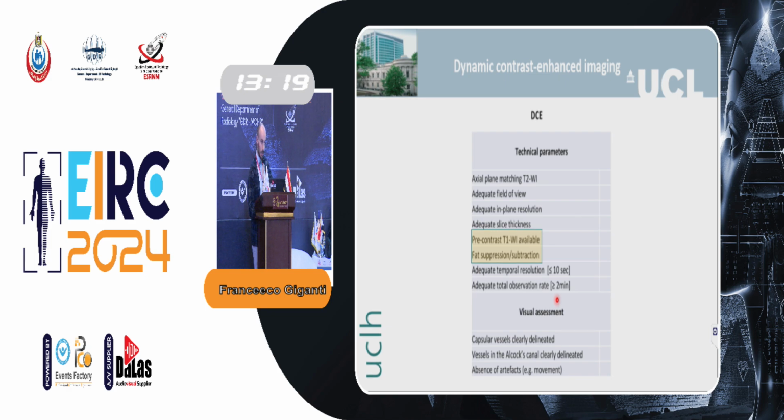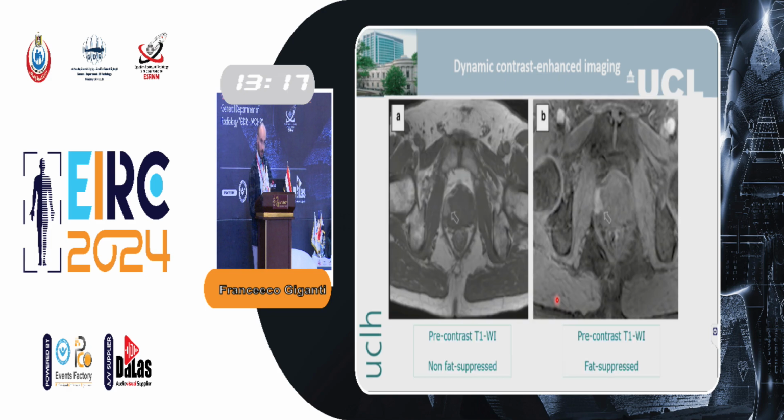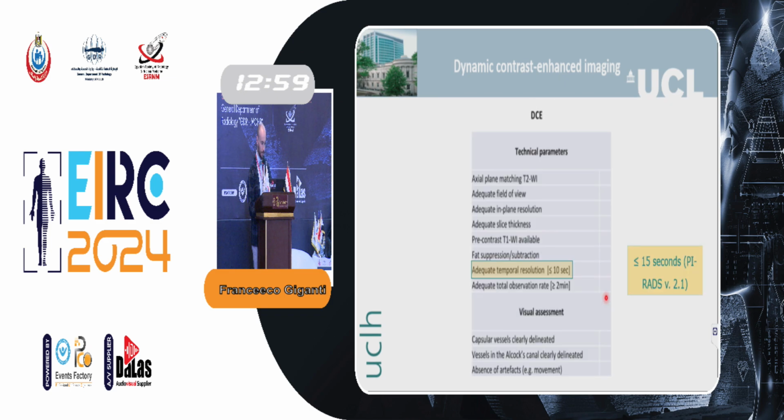Finally, for DCE sequences, it's really important to have the pre-contrast T1 weighted imaging, as I said before, where we can see some artifacts, in this case, for example, from post-biopsy changes in the right anterior horn. And it is also really important to have fat-suppressed images, like in this case, because the hyperintensity of the structures and the lesions are more clear.